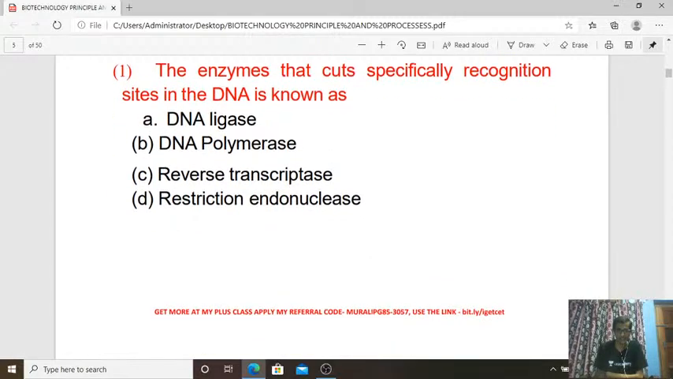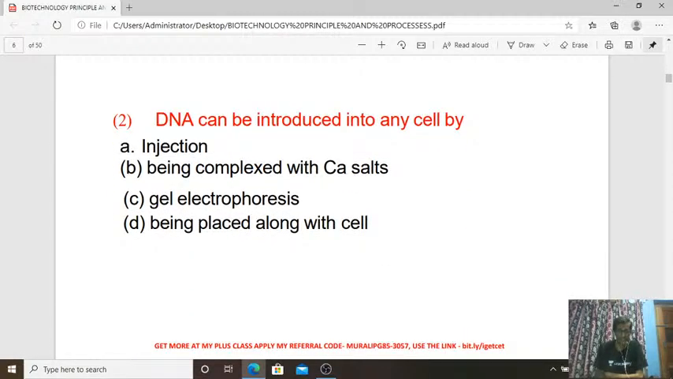Next, question number 2. DNA can be introduced into any cell by which method? Injection, being complexed with calcium salt, gel electrophoresis, being placed along with the cell. Which is the right answer? DNA can be introduced into any cell by injection, meaning microinjection, being complexed with calcium salt, gel electrophoresis, being placed along with the cell.